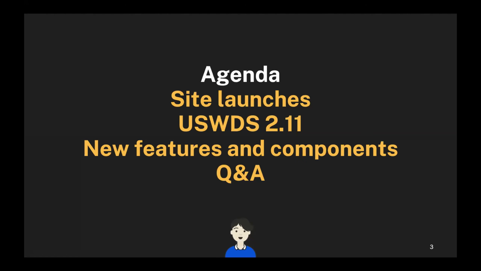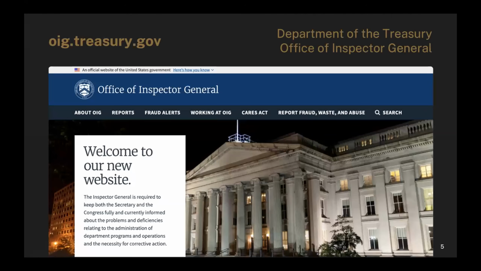This was slide 3. Slide 4. Let's enjoy some new site launches. Slide 5. First up, oig.treasury.gov. A new website for the Department of the Treasury's Office of Inspector General. The homepage on the screen has the US government banner, simple blue header, large image of the US Treasury building at night, and the text, "Welcome to our new website."